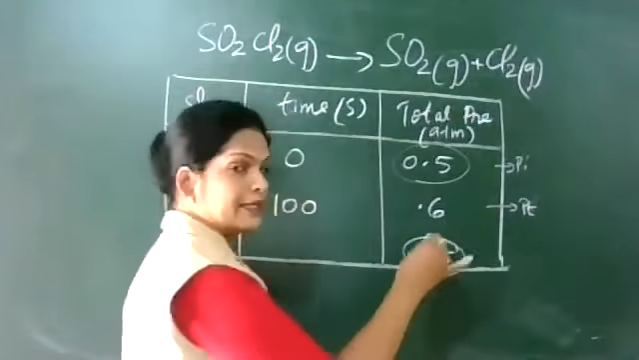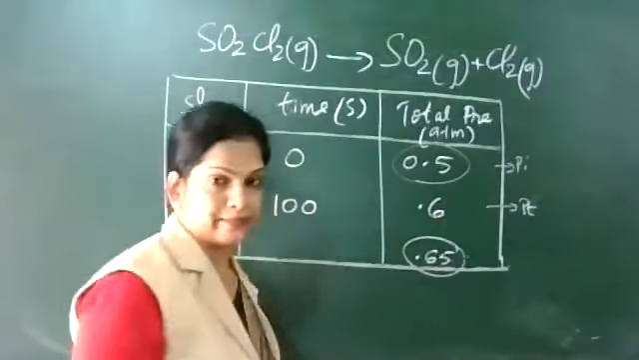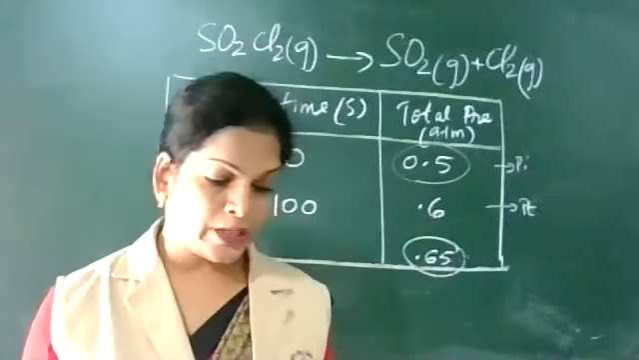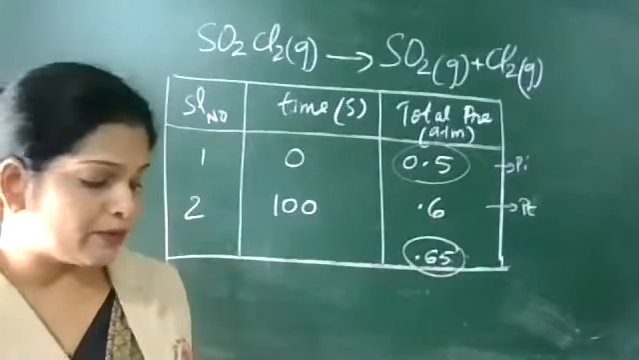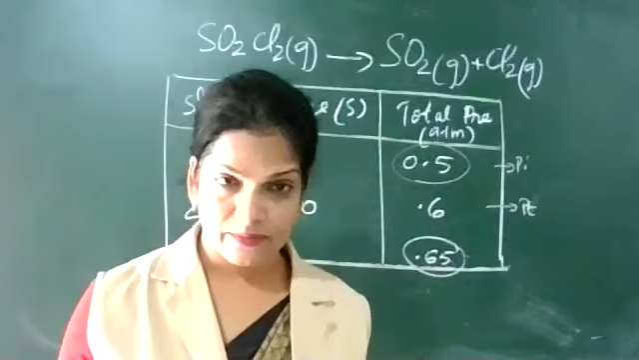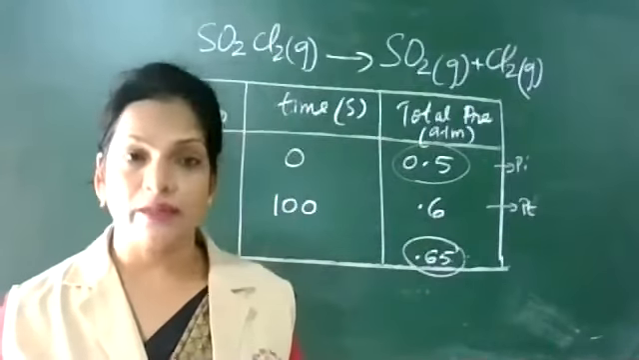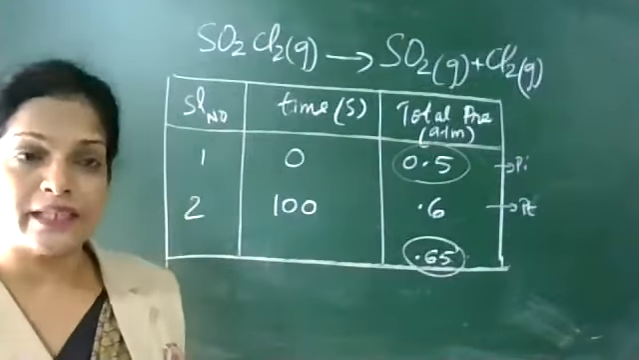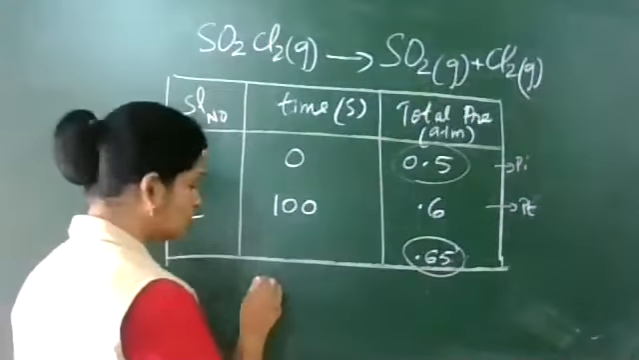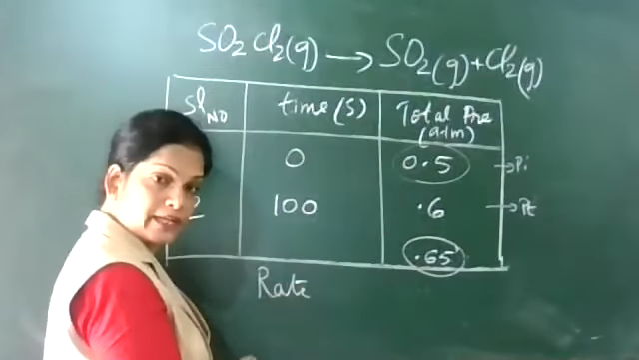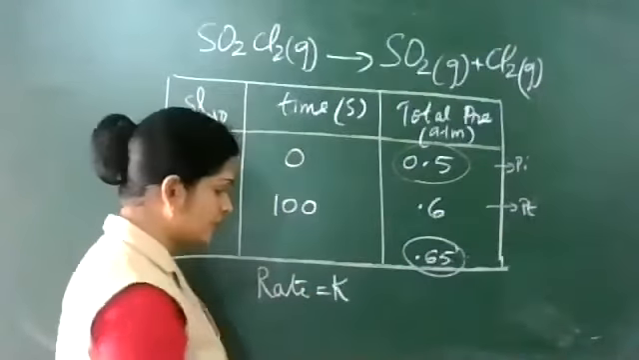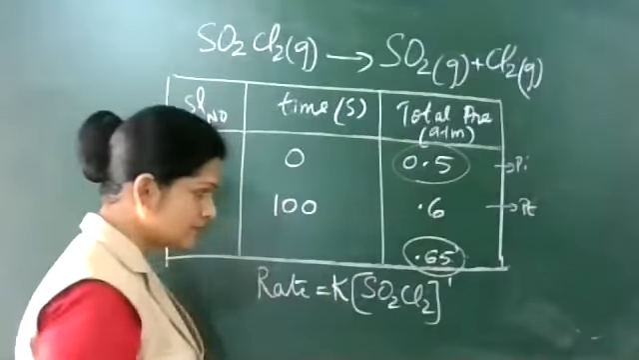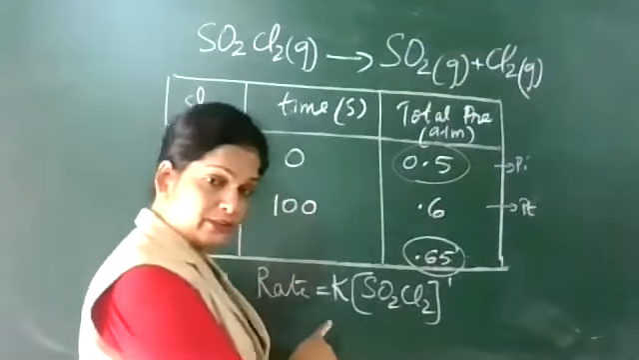You have to calculate the rate of reaction at this particular time when the total pressure is 0.65 atmosphere. Okay. So we have to calculate the rate of reaction. To find the rate of reaction, that K is required. Rate is equal to K into SO2Cl2 to the power 1. Means, and K you can find out.